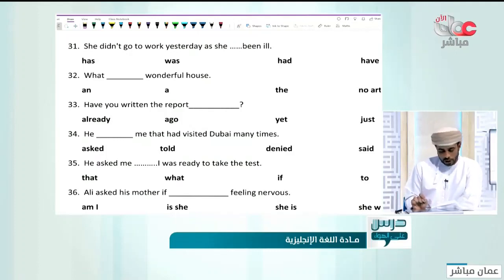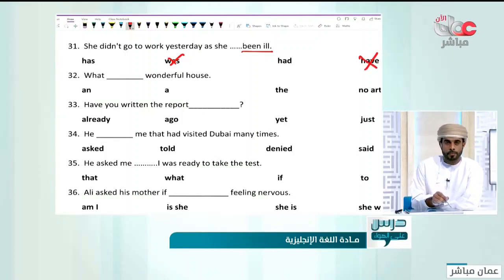It says she didn't go to work yesterday as she been ill. Very nice question. She was been? No. Maybe she has been. It could work. She has been. She had been. Yes. She have been? No, because of the word she. So with she we don't use it.